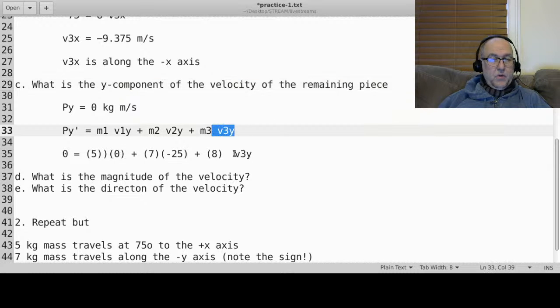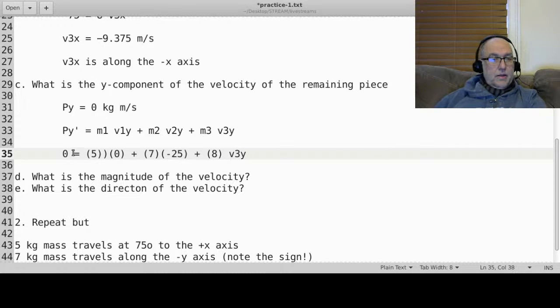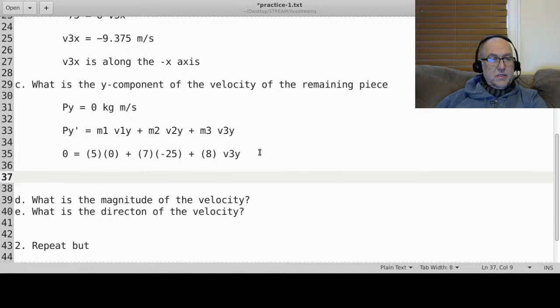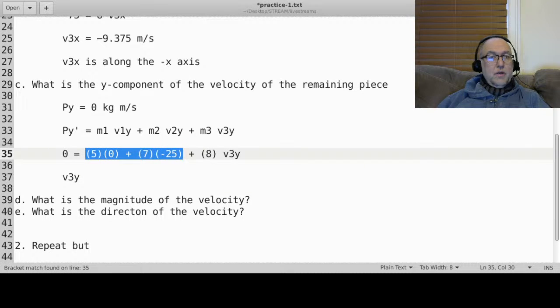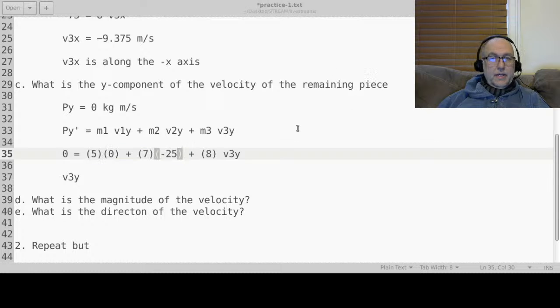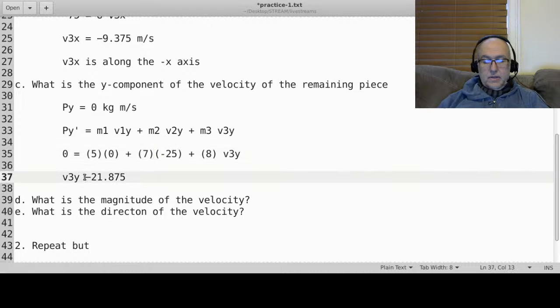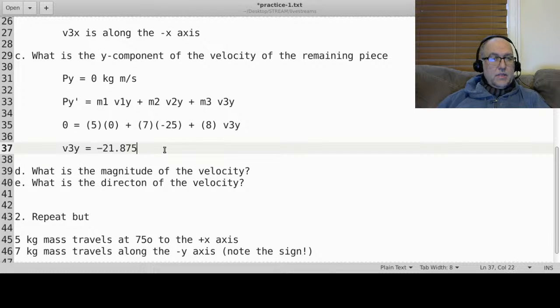That's this guy right there. So what's this going to equal? Well, I think you guys know how to do this math, so I'm just going to very quickly do it on my calculator here. And divide by 8. And I get this number right here. And the units are meters per second, like that.